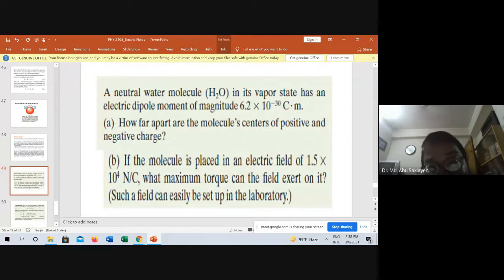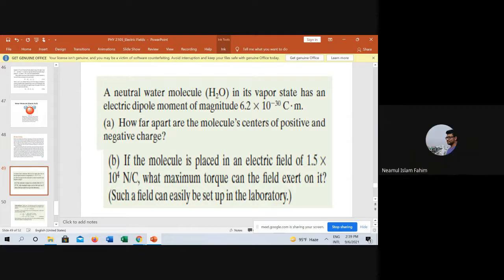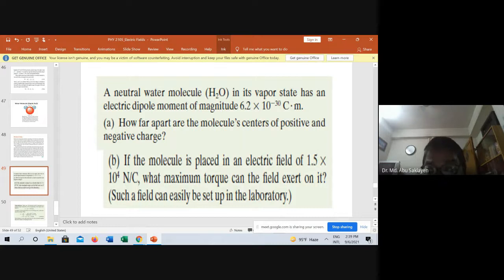So here is an example: neutral water molecule in vapor state. Electric dipole moment is this. This is P. Magnitude is this. How far apart the molecule's center of positive and negative charges? That means there is no positive charge, no negative charge. That means we consider a part is less positive, a part is more positive. So it behave like a dipole.